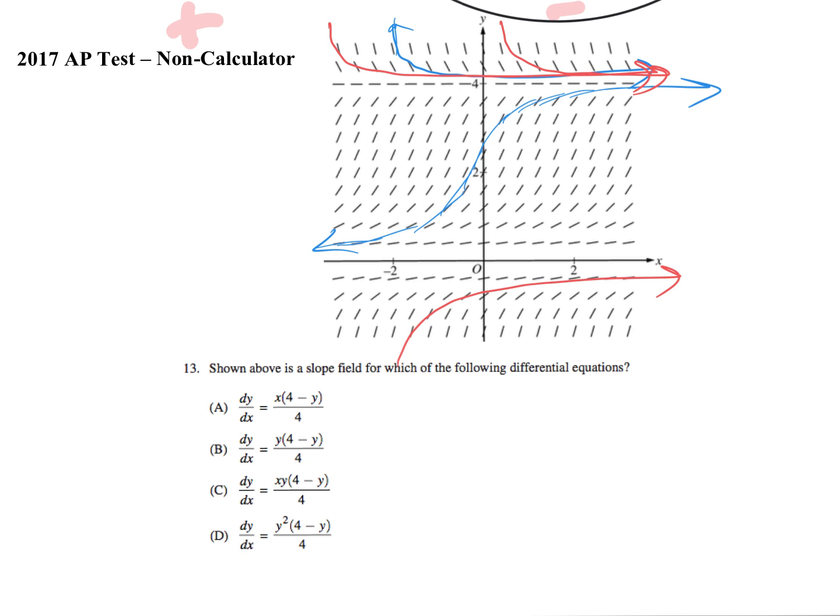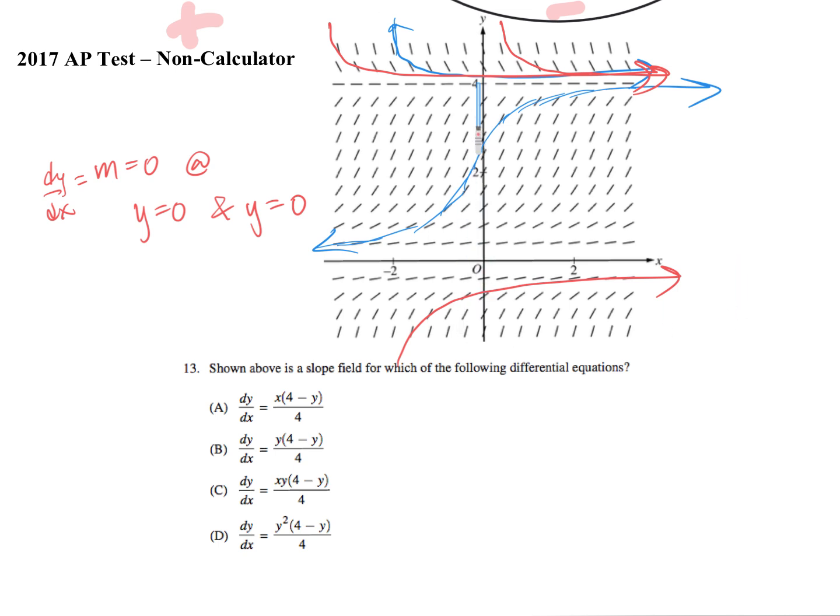Where do we have a horizontal asymptote? Y equals... We have one at 4. At y equals 4, right? And 0. Yeah. So I'm going to just write myself a note. The slope is 0, or dy/dx is 0, at y is 4 and y is 0. So my slope needs to be 0 at those points.